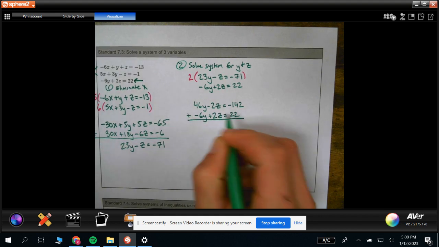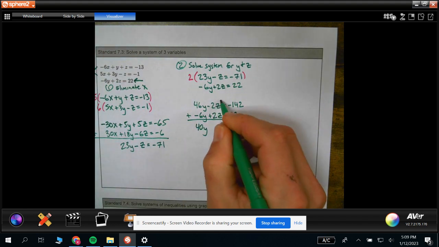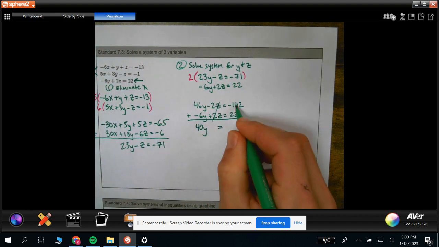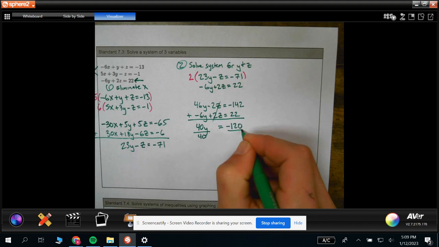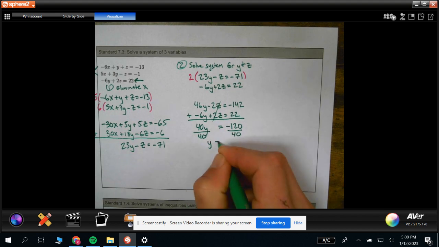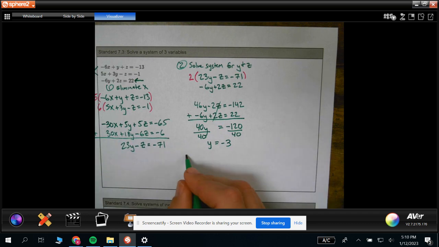Add them together. 46 minus 6 is 40y. Negative 2z plus 2z cancels. Negative 142 plus 22 is negative 120. Solve for y, divide by 40. Y equals negative 3. Okay. Once I've got y, I'm going to solve for z.